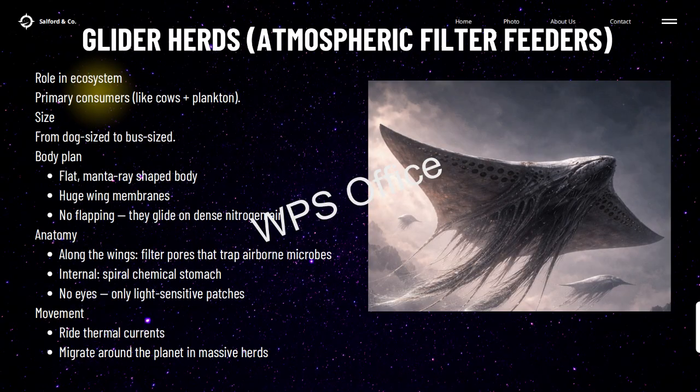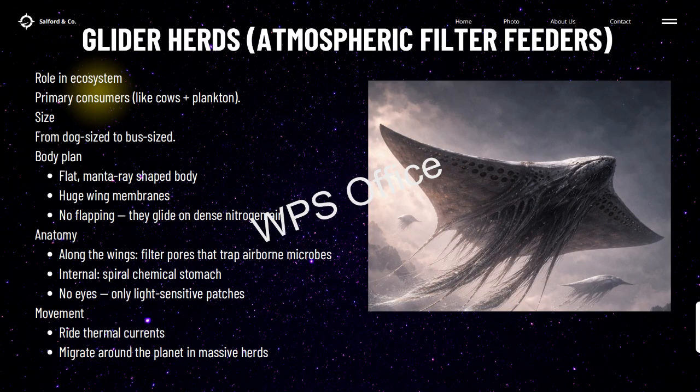So now we've taken the liberty to design what animals could possibly look like on this nitrogen-based planet with the help of ChatGPT. The first being glider herds, or atmospheric filter feeders. Role in ecosystem: primary consumers, like cows plus plankton. Size: from dog-sized to bus-sized. Body: flat, manta ray-shaped body, huge wing membranes, no flapping. They glide on dense nitrogen air.